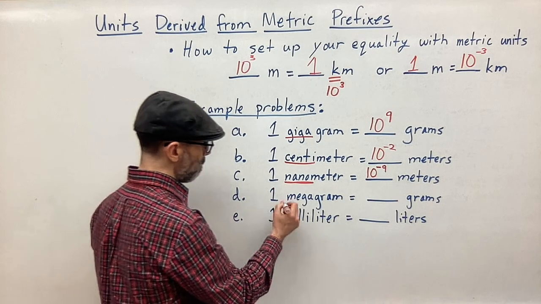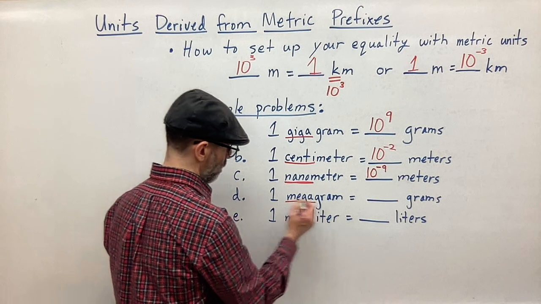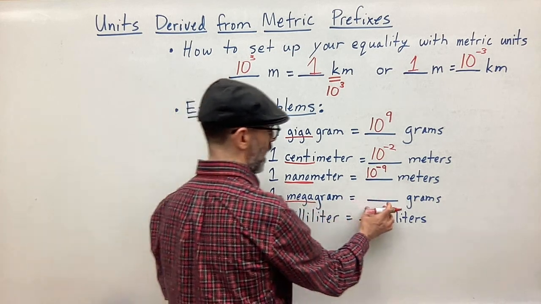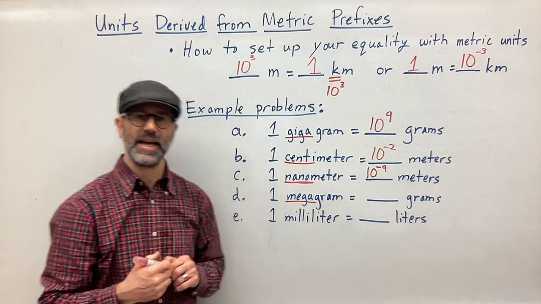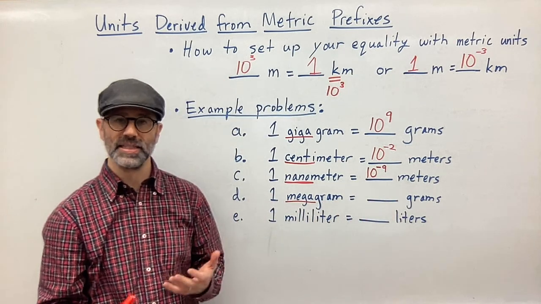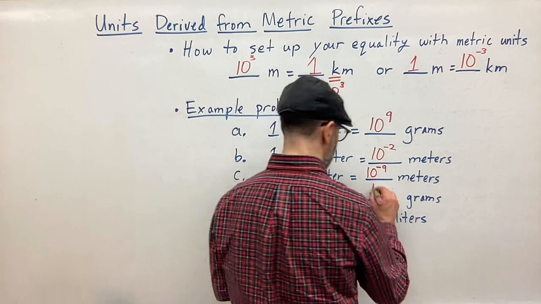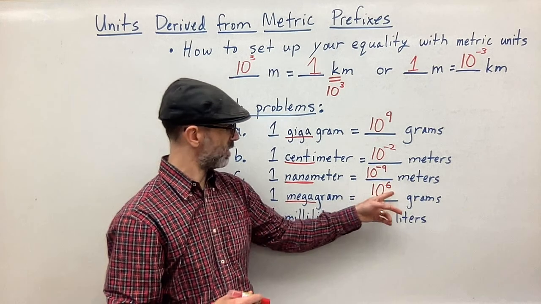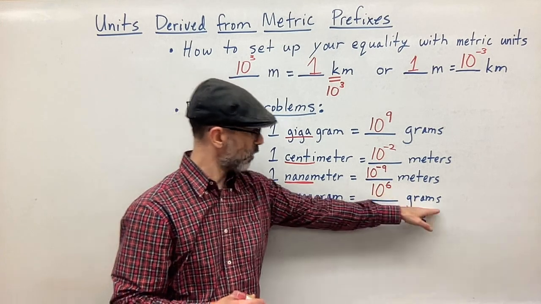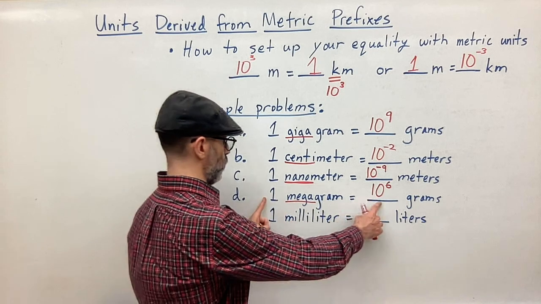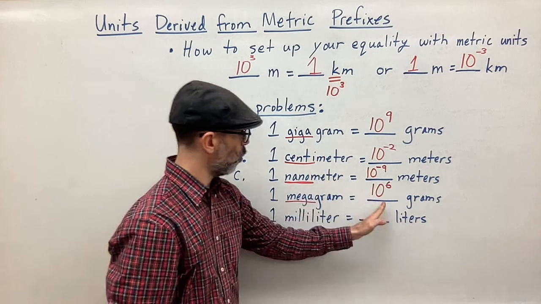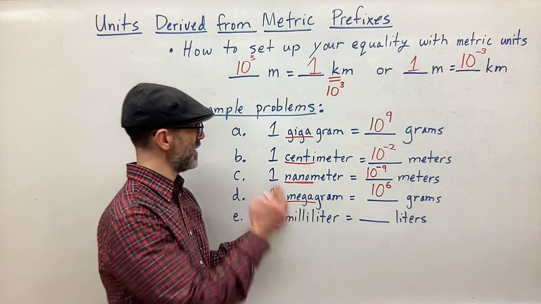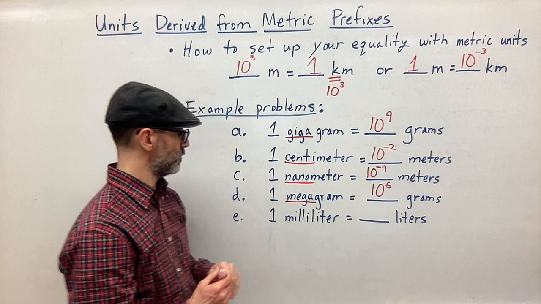So for D, megagram. So mega, I talked about mega just a moment ago. So 1 megagram is equal to how many grams? So mega in this case is 1 million, 10 to the 6. So that means that 1 megagram is going to be equal to 10 to the 6 grams. Or again, if we wanted to switch the numbers around, you could put 1 with the base unit. So 1 gram would be equal to 10 to the negative 6 megagrams.